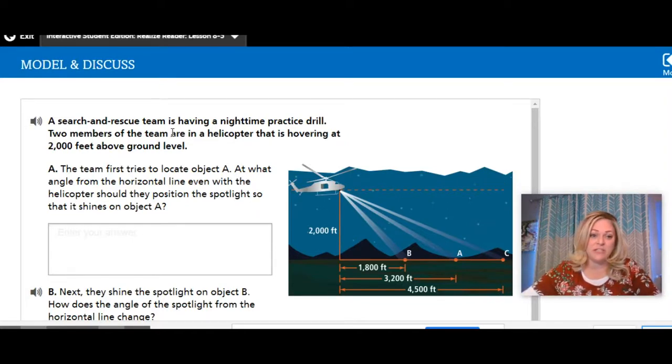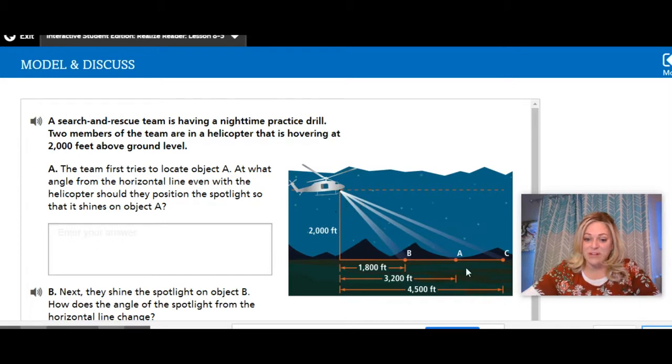It says a search and rescue team is having a nighttime practice drill. Two members of the team are in a helicopter that is hovering at 2,000 feet. The team first tries to locate an object at A. At what angle of the horizontal line, even with the helicopter, should they position the spotlight so it shines on object A? So keep that in mind. It's looking for this angle right here.